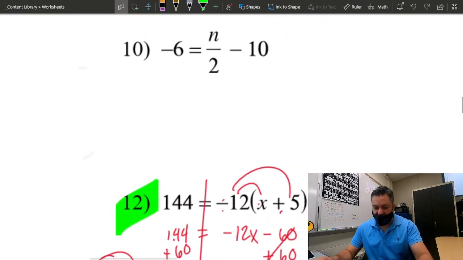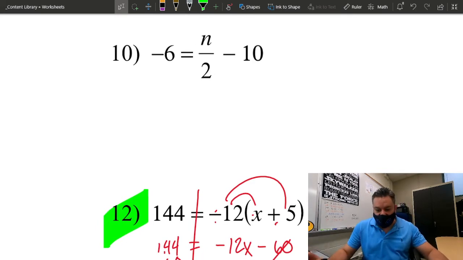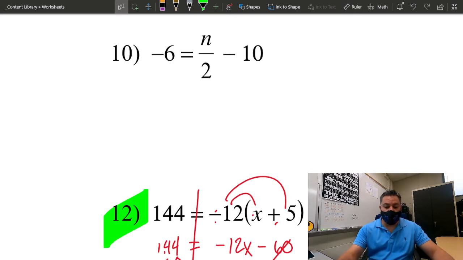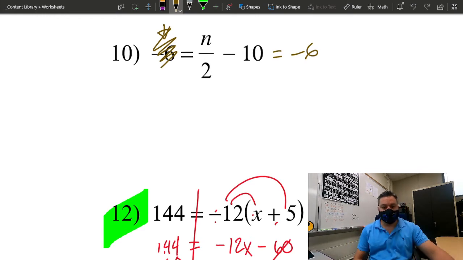Let's do number 10. Number 10 is fun because we have negatives. Don't forget about those negatives. All right. So we have -6 equals n over 2 minus 10. Now, just in case, you can rewrite this to have the equal sign on the right. Just take this and move it over. And it's the same thing, if you like to work them like that too. And I'm just going to work it like that to show you. So I have n divided by 2 minus 10 equals -6.